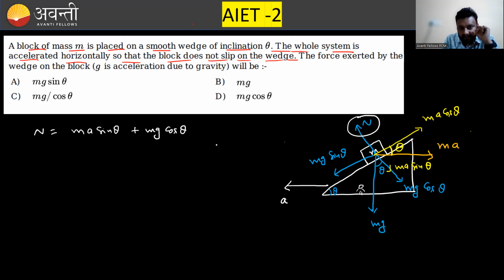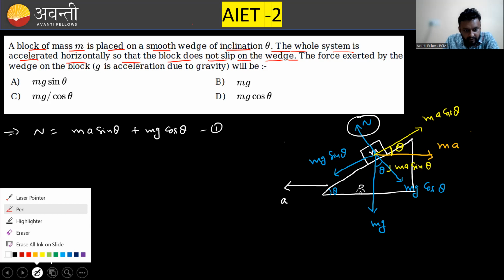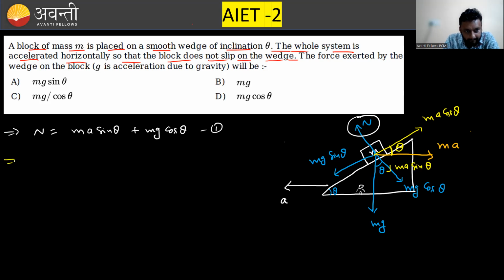That will be MA sine theta plus MG cos theta. You can see that: MA sine theta plus MG cos theta. This is equation number 1. Now, in x direction, I will change the color of the pen. In x direction, you can see that MA cos theta will be equal to mg sine theta.